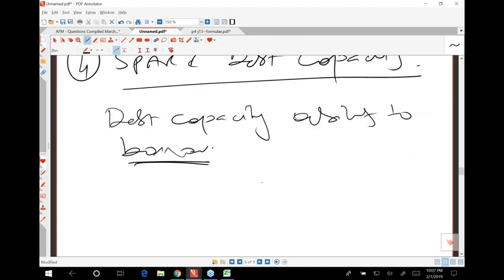So when we say that our debt capacity increases, what does it actually mean? It actually means that our ability to borrow has actually enhanced. Now, resultingly, what is actually going to happen?